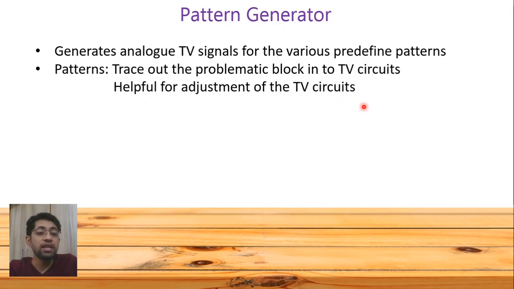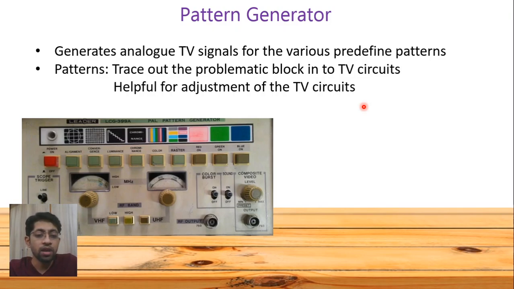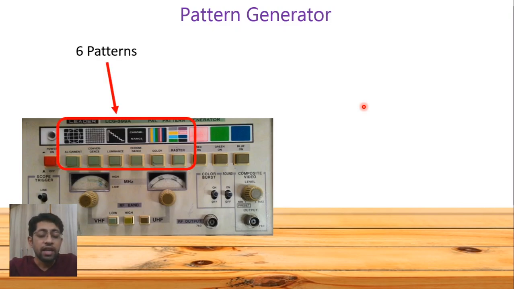So here is an image of a pattern generator. Let's first get an overview of this pattern generator. As I told you, it generates signals for fixed predefined patterns. This pattern generator can generate an RF signal for these six patterns. At a time, it can give the output for only one pattern.